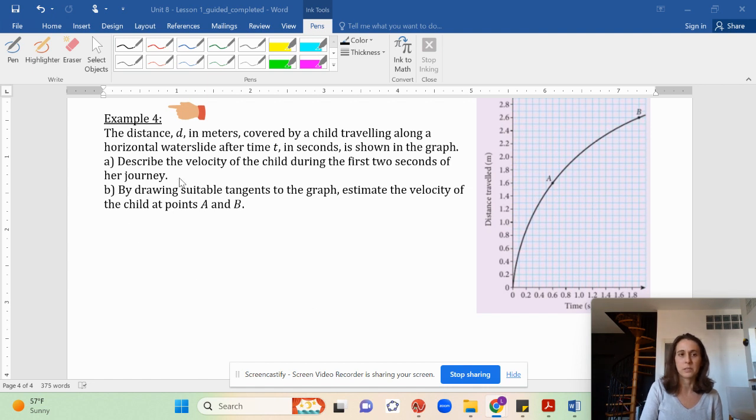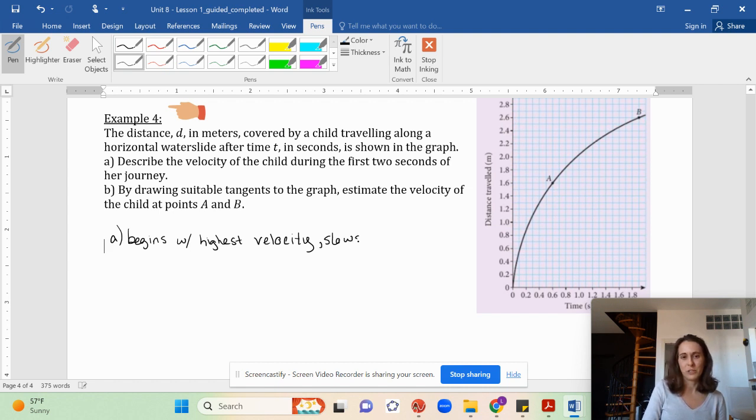cover any more distance. So part A says describe the velocity of the child during the first 2 seconds of her journey. And we can say it begins with the highest velocity. And again, if you've ever been on one of those water slides, you probably understand. You start really fast and then you slow down due to friction.